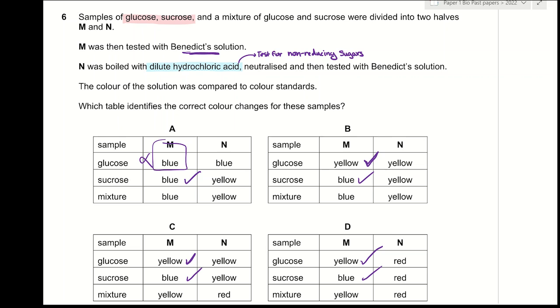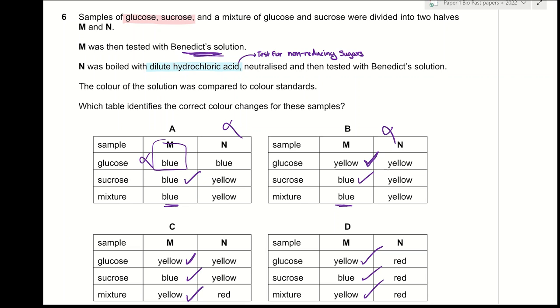Now, for the mixture, because we know the mixture has both glucose and sucrose, this means that it's also going to have a positive test with Benedict's solution because it partially has glucose. Therefore, it must change color to yellow. It cannot stay blue, because as we said, it's a mixture. Therefore, A and B are incorrect.